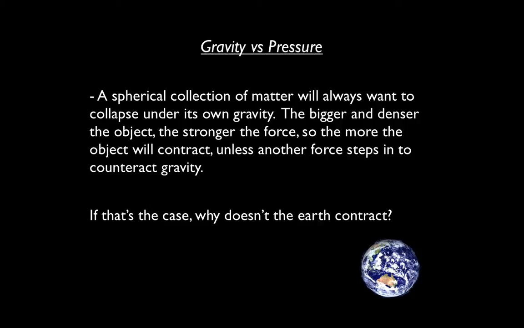In all of this discussion, the important thing is always the fight, the struggle between gravity trying to push stars in and pressure pushing them out. A spherical collection of matter, no matter how big or small, will always want to collapse under its own gravity. The bigger and denser the object is, the stronger the gravitational attraction will be, so the more the object is going to contract unless another force steps in to counteract gravity. So if that's the case, then why doesn't the Earth contract?